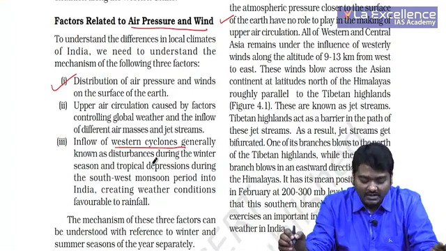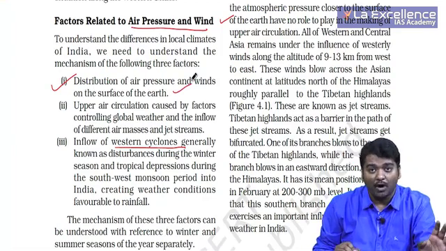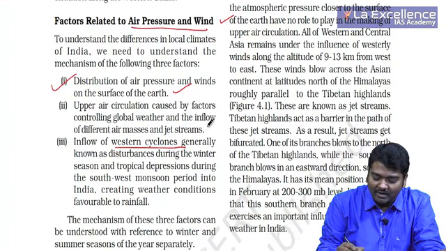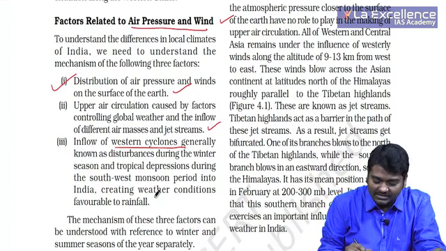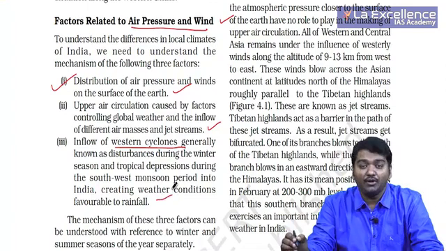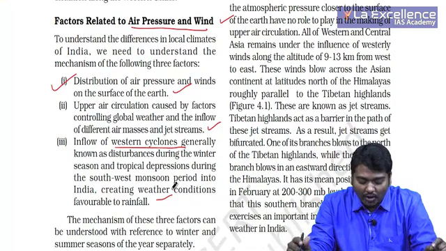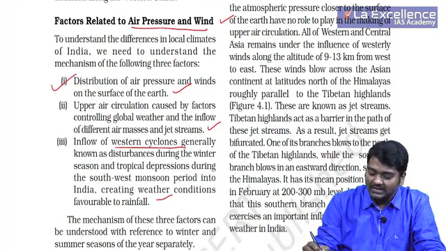So three important things: distribution of air pressure and winds on the surface of the earth, upper air circulation caused by factors controlling global weather, and third, inflow of western cyclones, generally known as disturbances during the winter season, and tropical depressions during the southwest monsoon period into India, right? So these are very, very important for us.